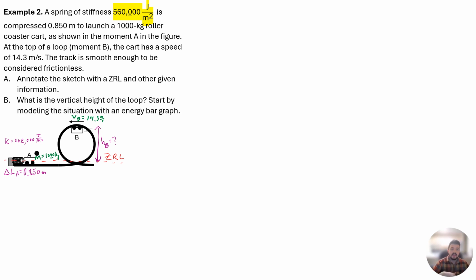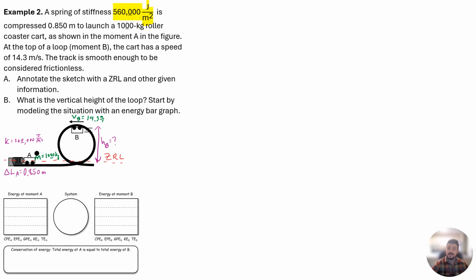Part B asks us what is the vertical height of the loop, and asks us to start by modeling the situation with an energy bar graph. Here's an energy bar graph. Let's go ahead and use that to model the situation. We'll start by defining a useful system. I think I might want to put the cart, the gravitational field, and the spring in the system, and I put the track in parentheses here. The track isn't an energy giver or receiver if there is no friction, and so we don't need it. It's fine to leave it off, probably better to leave it off, honestly. But it's okay if you leave it on.